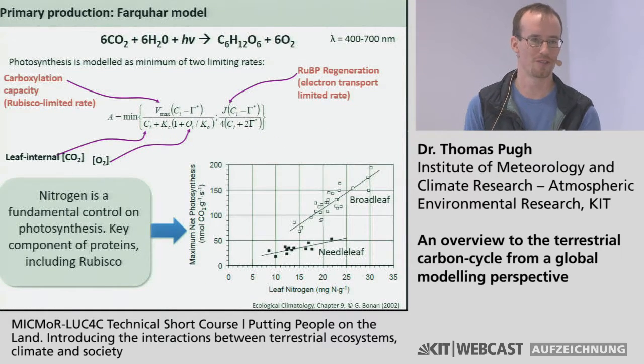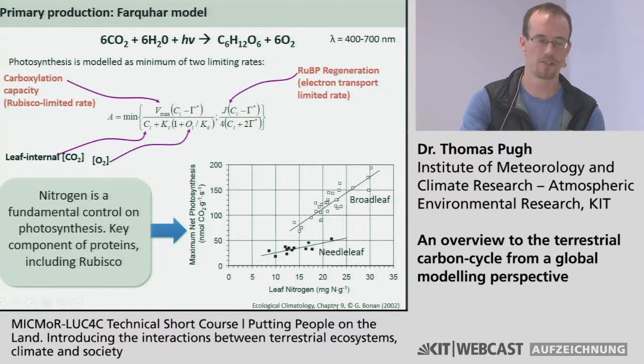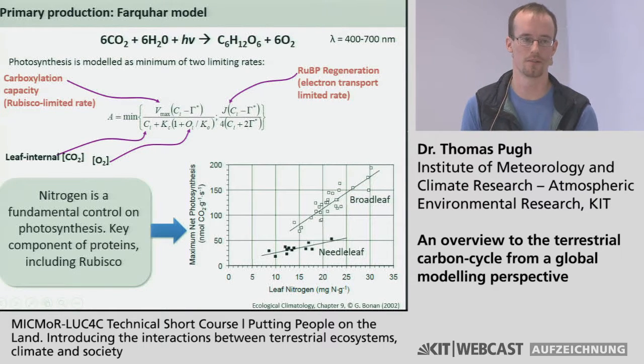But that's not the whole story, of course. We know that plants are also limited by nutrients. And nitrogen is one nutrient that gives a particular fundamental control on photosynthesis. So this plot here shows the change in the net photosynthesis as you change the leaf nitrogen content. And you can see that there's differences between broadleaf and needleleaf, which I won't go into now, but as you increase the amount of nitrogen, the plant has more capacity to photosynthesize, because it can make the proteins that it requires. Rubisco needs a lot of nitrogen in order to be made.